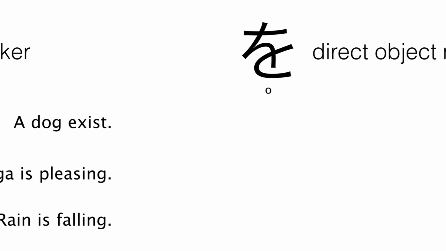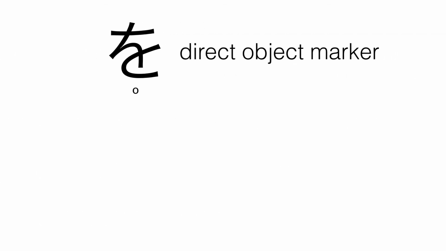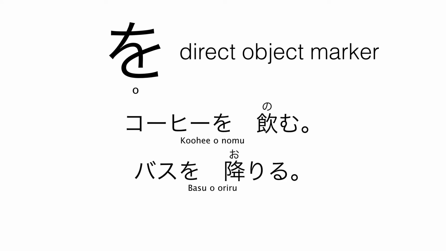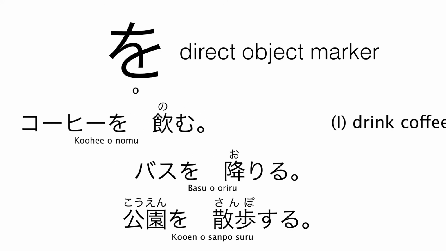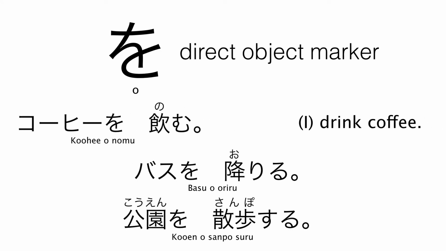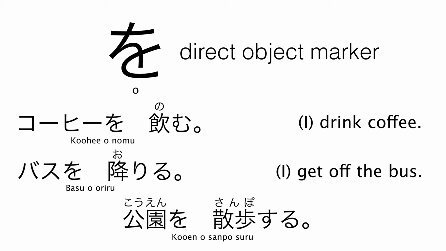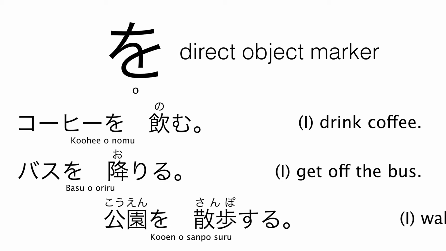Now let's move on to the direct object marker, を (o). Here are a few examples. コーヒーを飲む. I drink coffee. The second sentence is バスを降りる. I get off the bus. The third sentence, 公園を散歩する. I walk in the park.